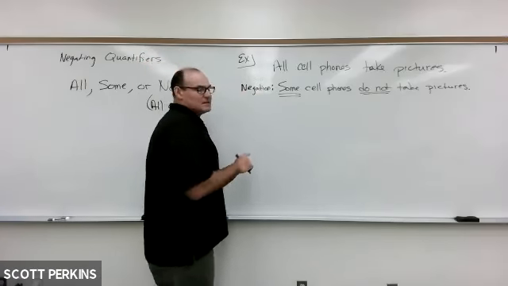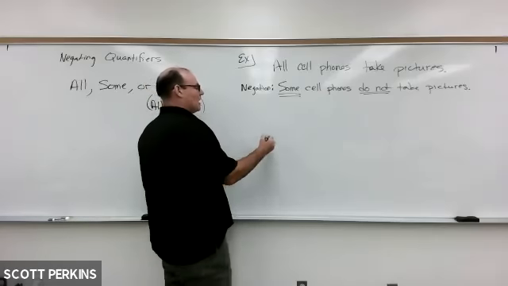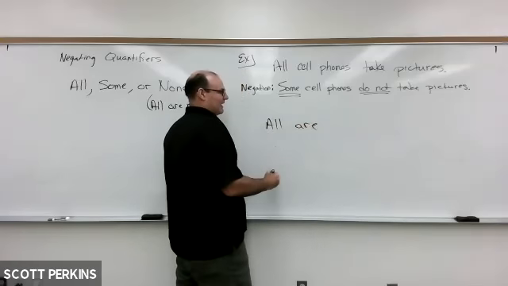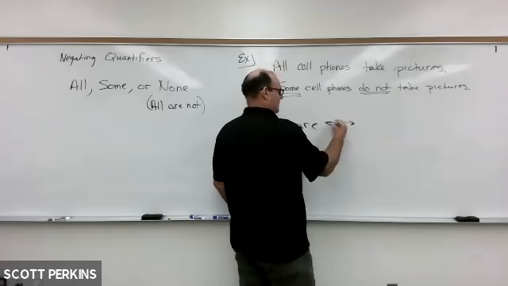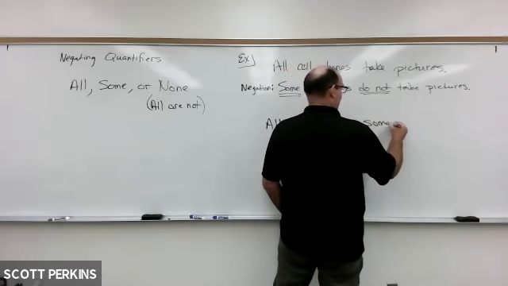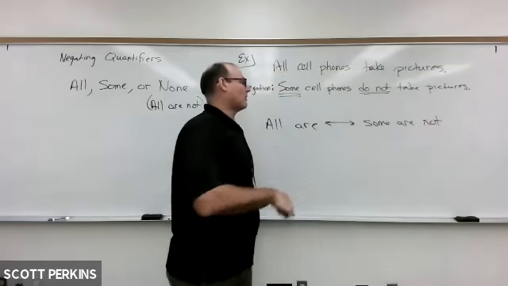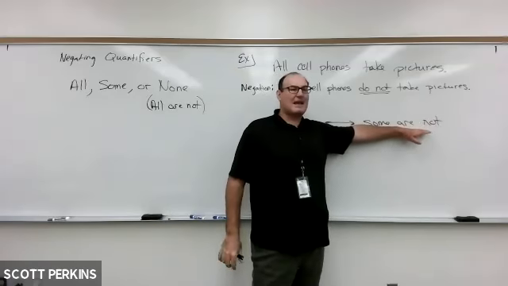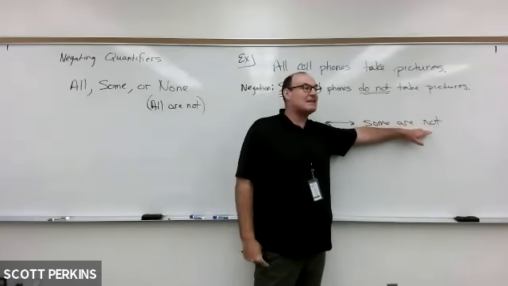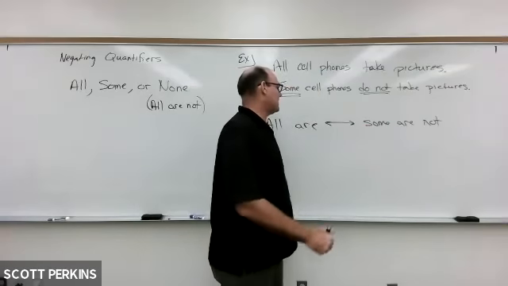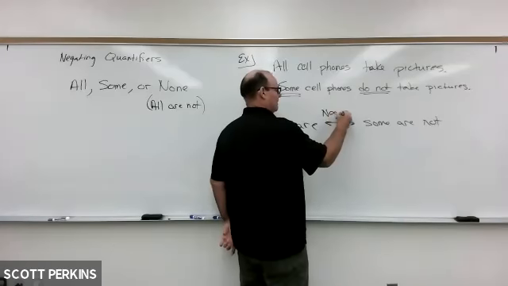So here is the chart that we just saw, that the negation of all are something is that some are not. And this goes back and forth. If I say some are not, then the negation of that is all are. Okay, those two things go hand in hand. These are the negation of each other.